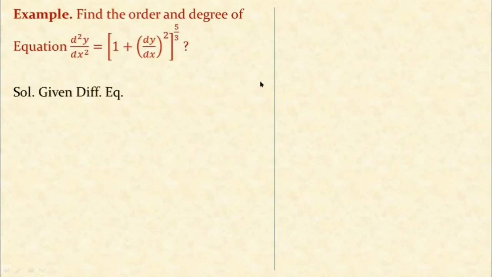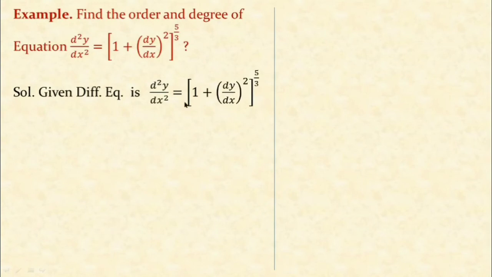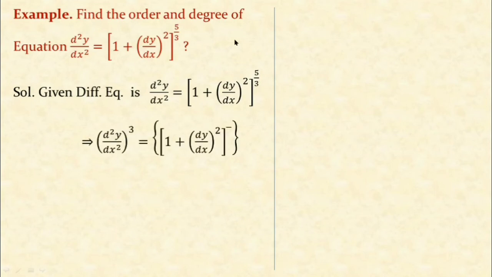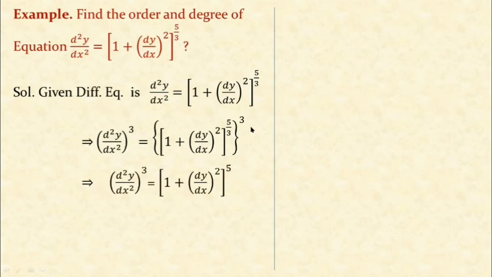So here, find the order and degree of the next example equation. Here we have a 5/3 power. Again we have to eliminate this 5/3. For that we raise the power on both sides by 3, whole power 3 on both sides. So 5/3 into 3, we can cancel 3 and 3, and we get (1 plus (dy/dx) whole squared) whole power 5.